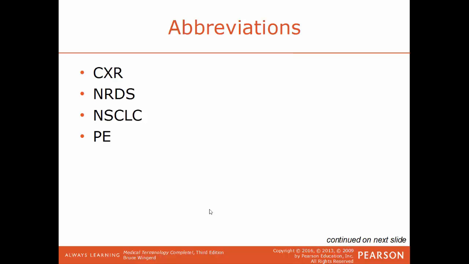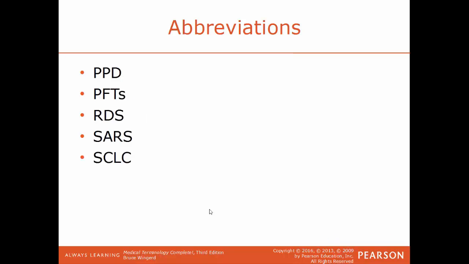The NSCLC, it stands for non-small cell lung carcinoma, a type of lung cancer. PE, pulmonary embolism. PPD, one of the skin tests used to diagnose tuberculosis, the purified protein derivative. PFT, pulmonary function test. RDS, respiratory distress syndrome. SARS, severe acute respiratory syndrome. SCLC, small cell lung cancer. SOB, shortness of breath. TB, tuberculosis. URI, upper respiratory infection. And the VQ scan as an abbreviation for the ventilation and perfusion scan.